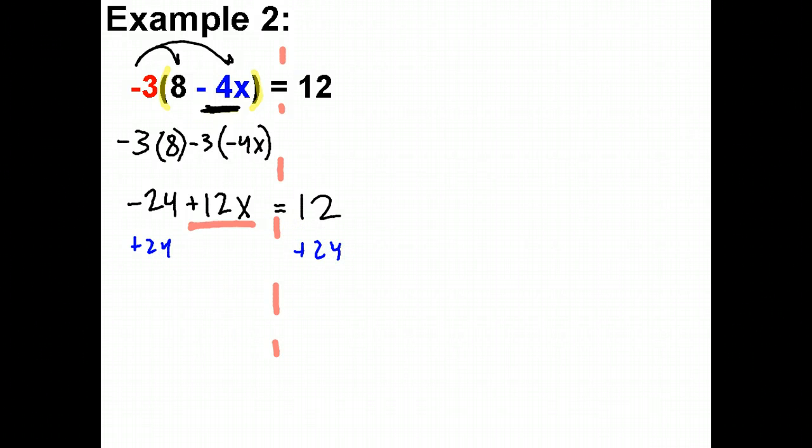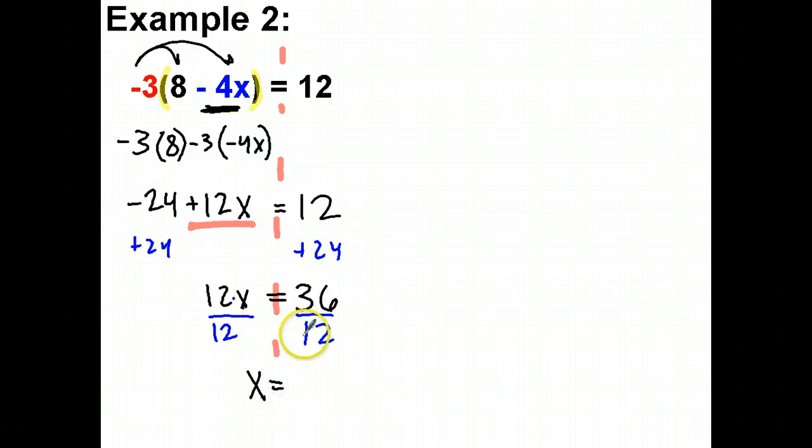And then I'm left on the left-hand side with 12x equals, and on the right-hand side, 36. And then from there, remember, we need to get x alone. So remind ourselves, 12x means 12 times x. So the inverse of multiplication is division. And you can see we wrap up here with x equals, and 36 divided by 12 would give us 3.